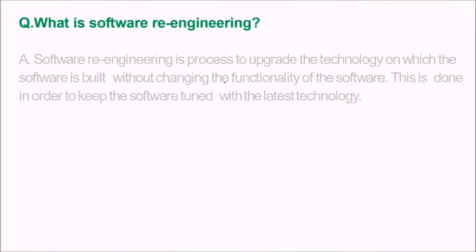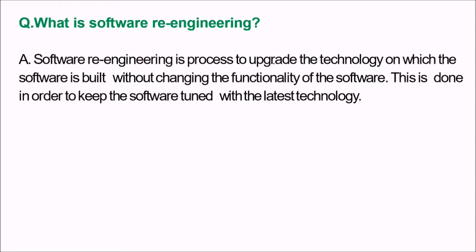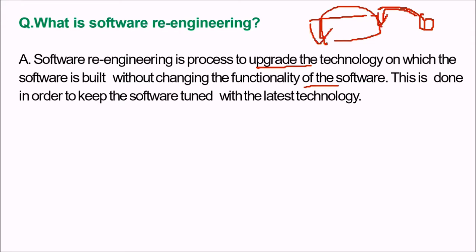What is software re-engineering? Software re-engineering is a process to upgrade the technology on which the software is built without changing the functionality of the software. Functionality remains the same. You go to the code, through the code you try to find out the design, and then through the design you find out the requirements. This is done in order to keep the software tuned with the latest technology.